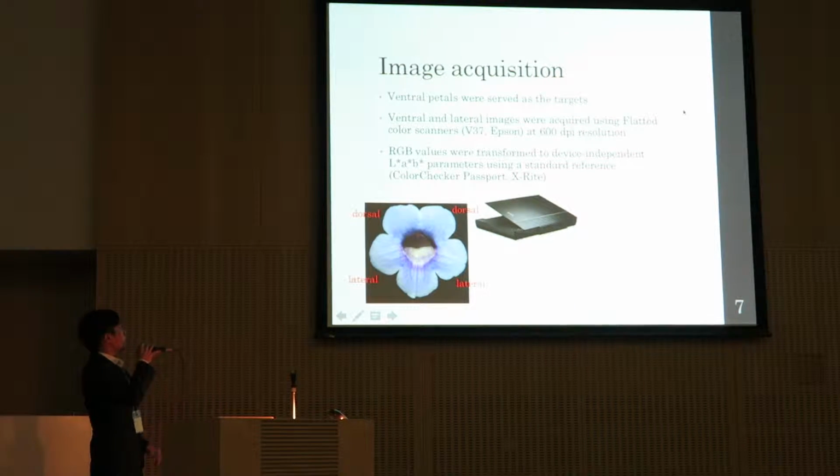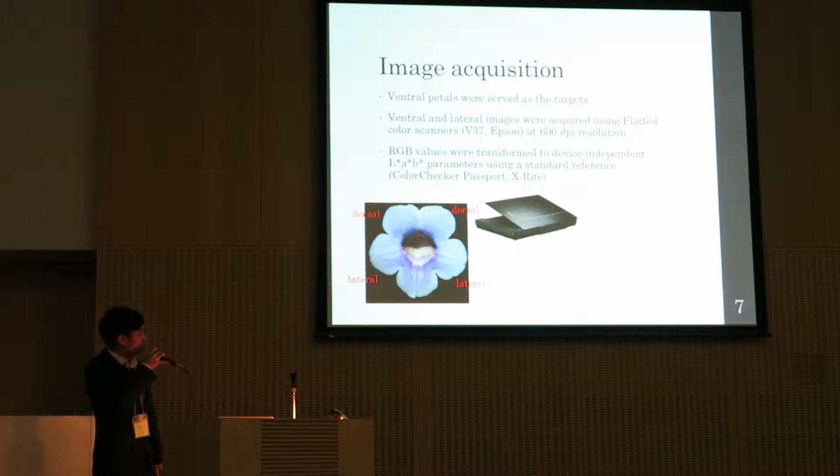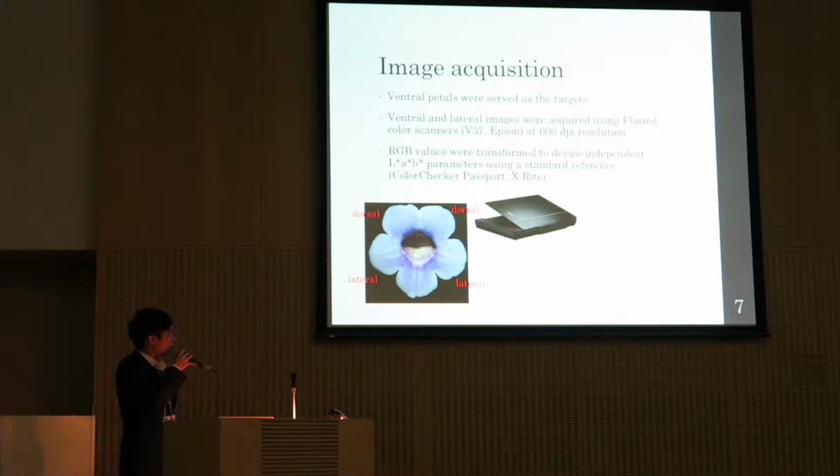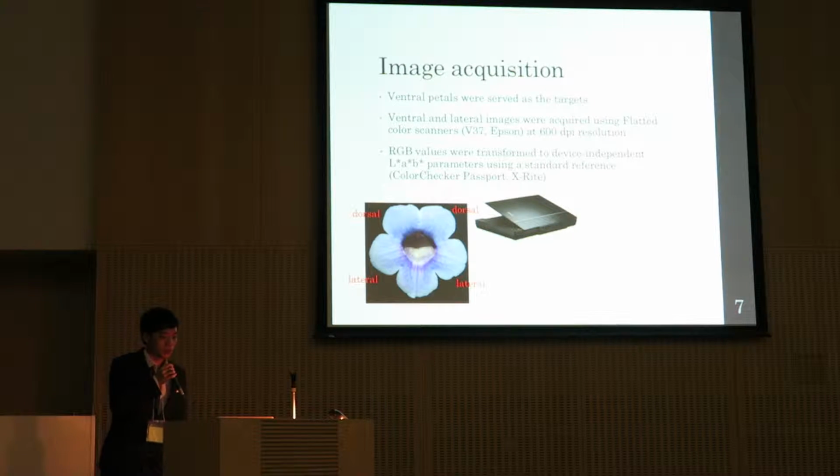So, for color and textural quantification, ventral petals served as the targets. Therefore, the flowers were cut from the peduncle and the sepals were removed at full bloom in the first place. And then we can get a flower like this. And the corolla was next dissected along the boundary between the dorsal and lateral petals.